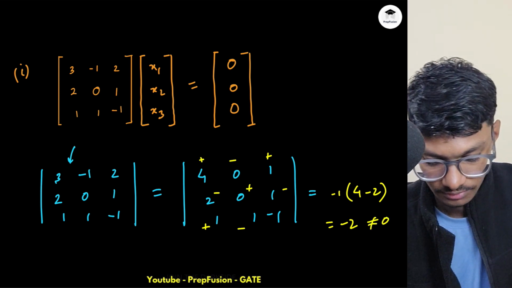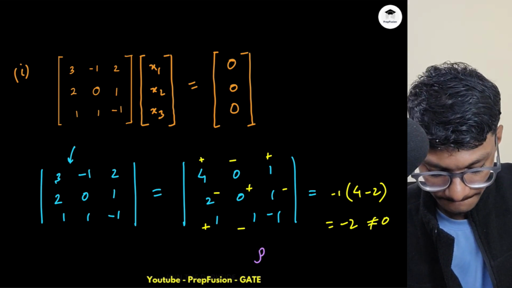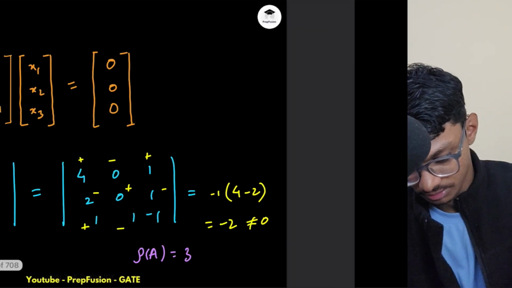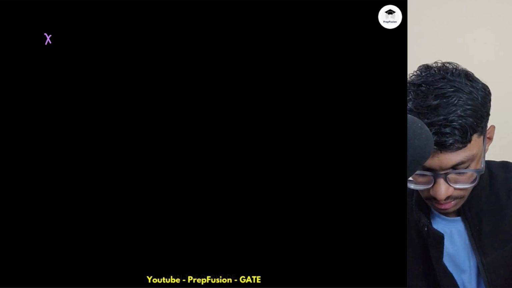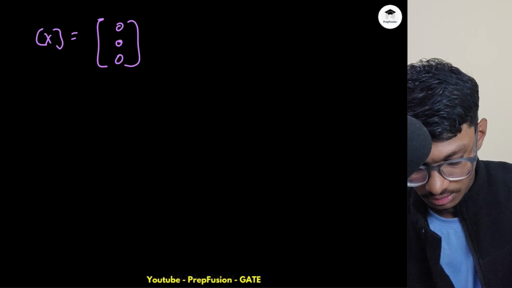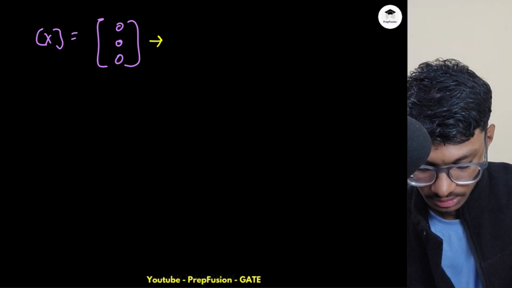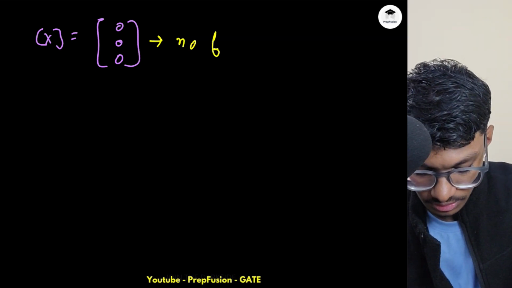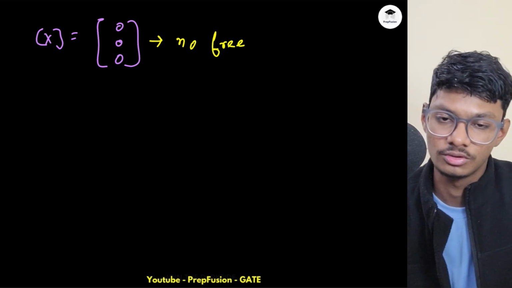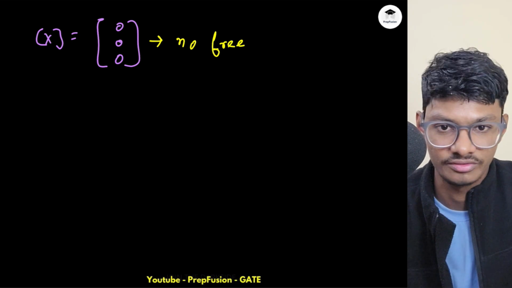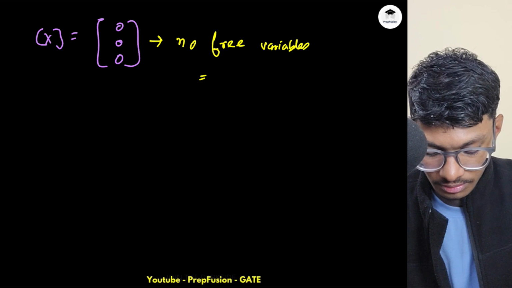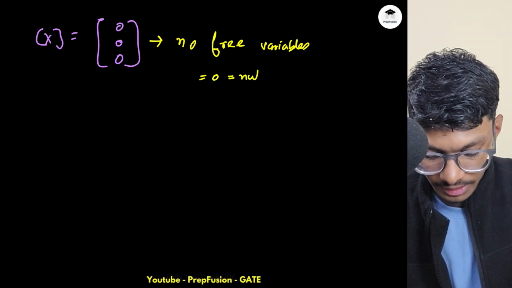It is not equal to 0. Hence the rank of A will be equal to 3. Hence my solution will be null. So basically in this case there are no free variables: x equals 0, y equals 0, z equals 0, or x1 equals 0, x2 equals 0, x3 equals 0. No free variables, I don't have any choice. Hence my nullity will be 0.